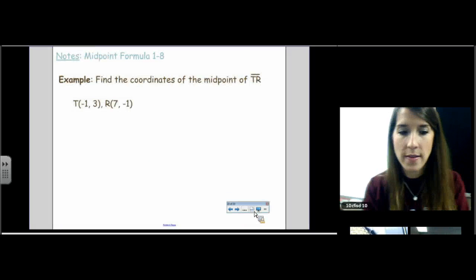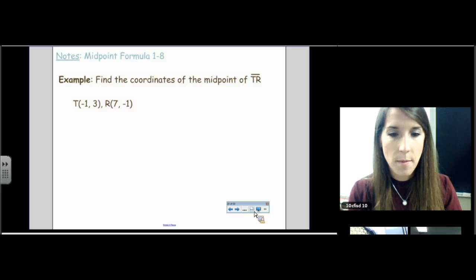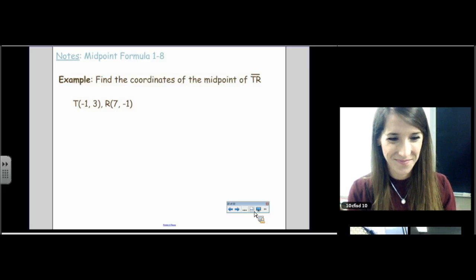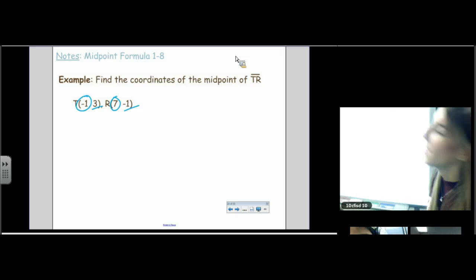Okay, so go ahead and try this one. Find the coordinates of the midpoint of segment TR. It's a dog-eat-cat world out there. Okay, go. All right, here we go.